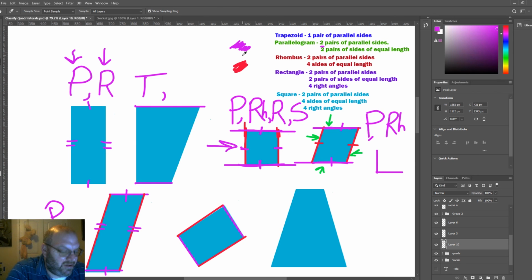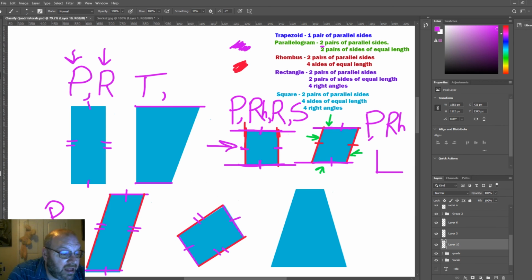Okay, so let's go back up here. Is it a trapezoid? One pair of parallel sides. No, it's got two pairs of parallel sides. Is it a parallelogram? Two pairs of parallel sides. And before I move on, I'm just going to tell you, these two sides are the same, and these two sides are the same. Okay. Two pairs of parallel sides.